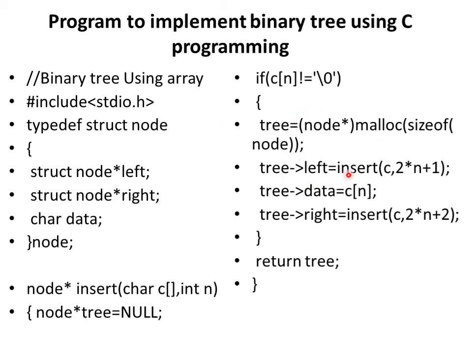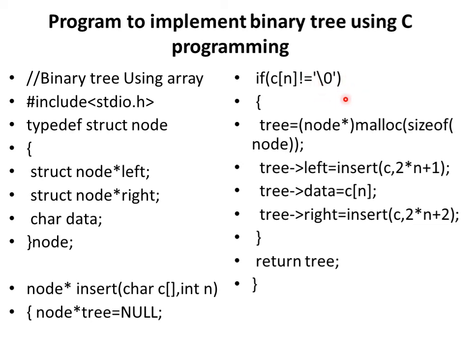After that, tree of left, I am inserting a value c of 2n plus 1, that is the left side. This is for the left child. Then tree of data c of n, that means the data, the item to be inserted at the node, and now I am connecting to the right child, that is c of 2n plus 2, that is i plus 1 and i plus 2, as I said previously. Now after inserting, what am I doing? I am returning. This process will continue until a null is entered.